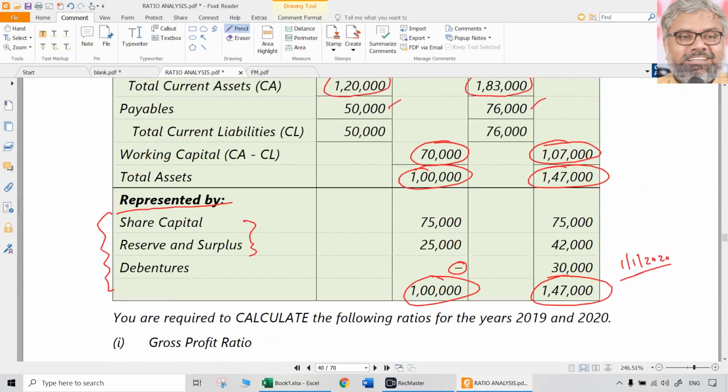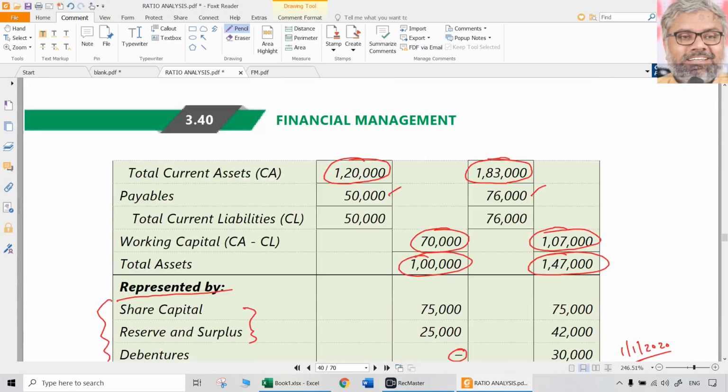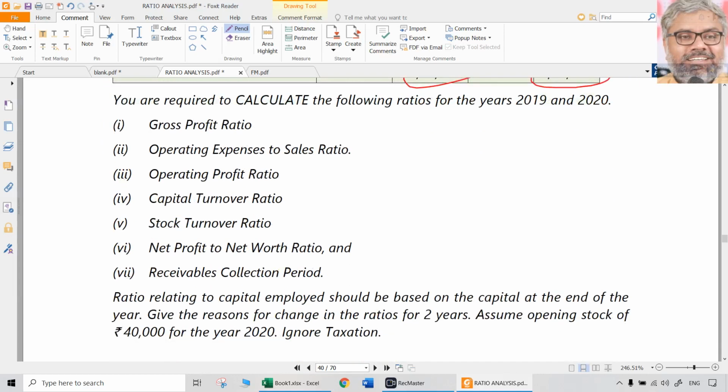Now, having a quick look at all of these things, we should first of all directly go to what is the requirement of the question. What is the requirement? You are required to calculate the following ratios for the years 2019 and 2020. Since it is for 2 years, it can be a 10 marks question. If it is only for 1 year, it can be a 5 marks question. Or number of ratios also generally could be somewhere at around 5.